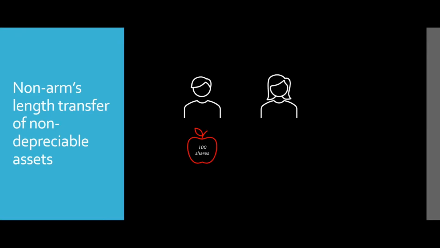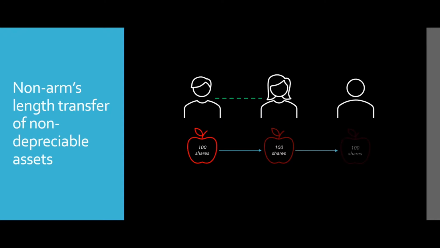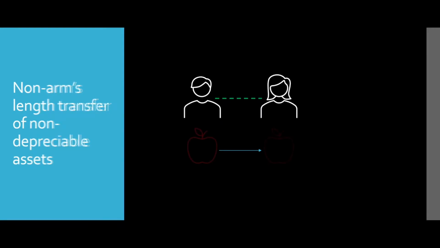Now remember back to a prior video where we discussed the non-arm's length transfer of non-depreciable assets. You might remember that we had a video with an individual that owned some shares. They had a related person in their life, in this case a sibling, and they wanted to transfer the shares to that sibling. And then later on, that sibling was going to sell the shares to an unrelated third party. We could take a moment just to focus on this relationship between the siblings.